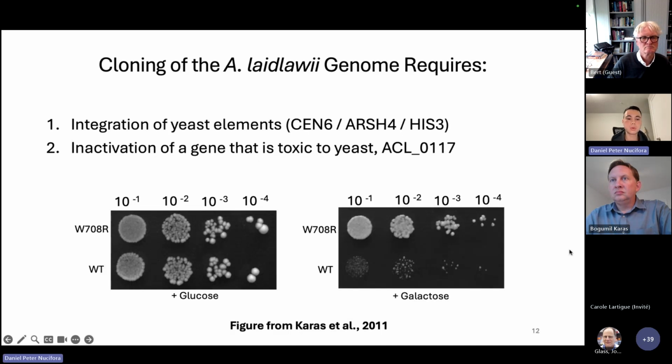When Bogomil first cloned the PG8A genome at the JCVI, he found that there was actually one gene in the PG8A genome that was toxic to yeast, and the gene had to be removed before genome cloning was successful. And we know that this gene is also present in strain 8195, therefore it seems likely that we would have to remove it. One way that we could remove it, or at least disrupt it, is through the integration of yeast elements directly into that gene to disrupt it, since these elements need to be integrated into the genome for cloning to be successful anyway.